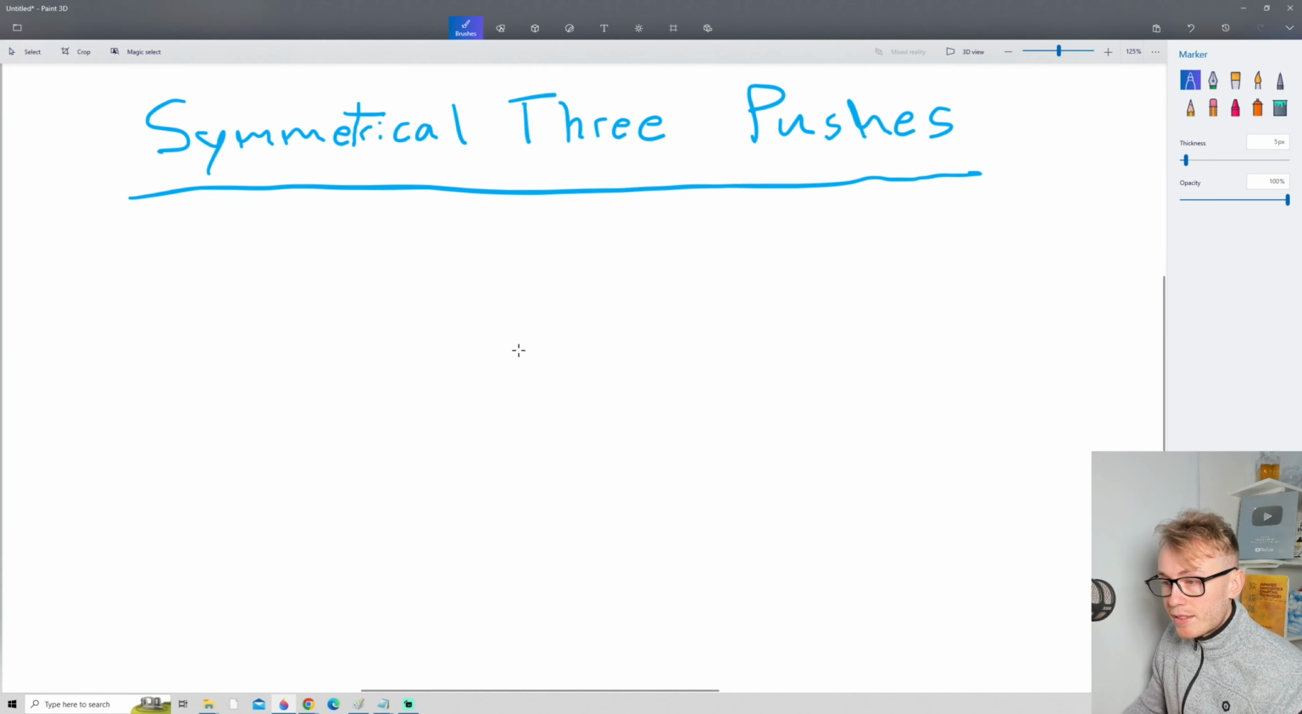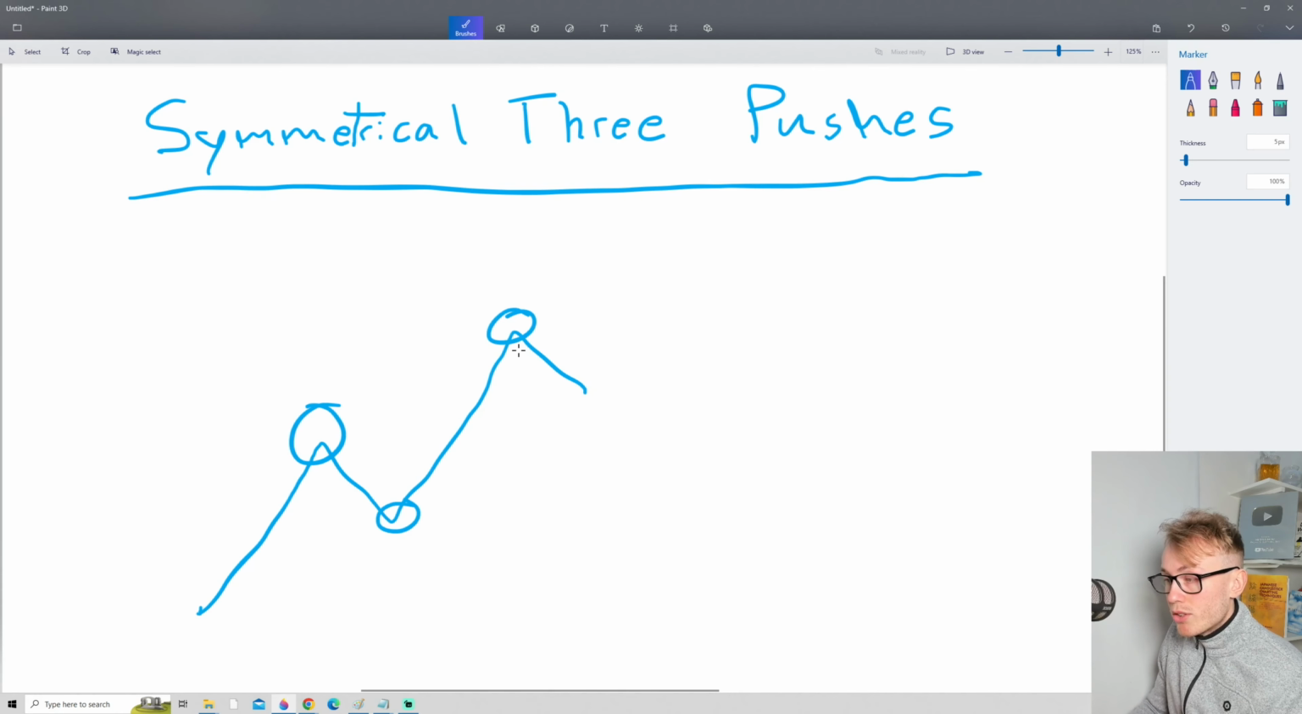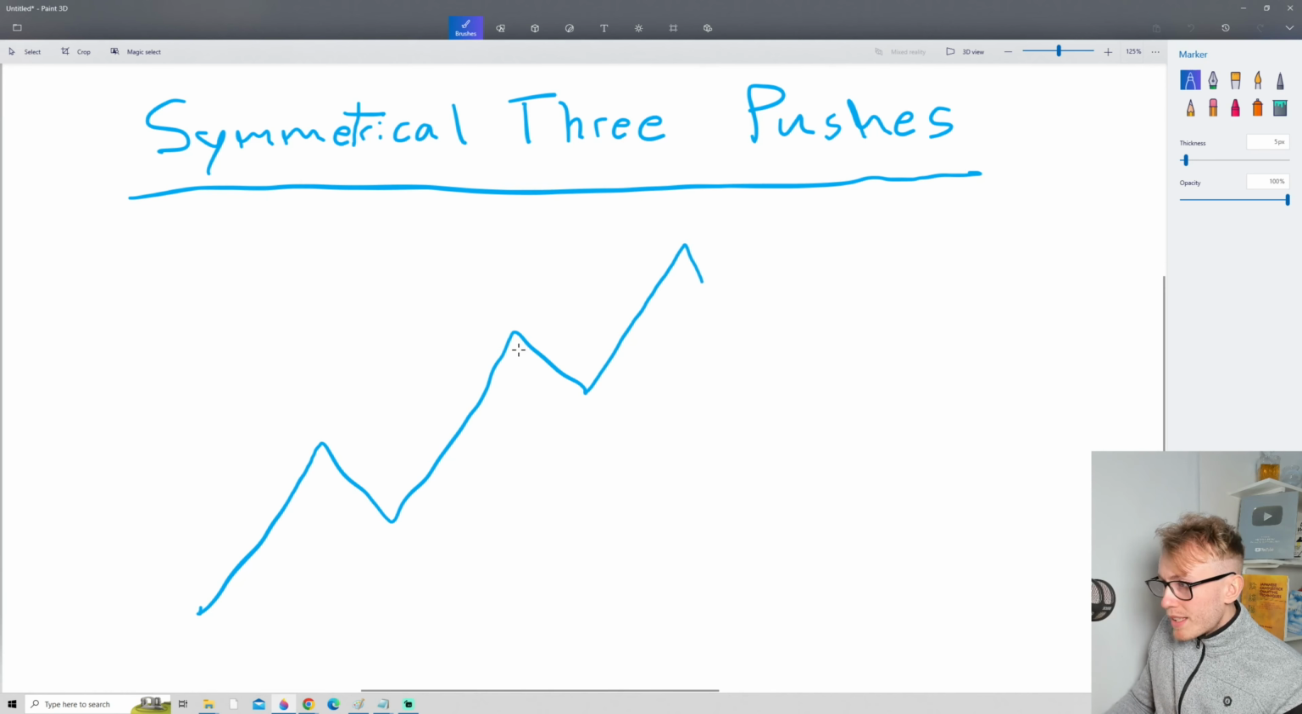But let's take a look at the uptrend example. So let's say that we have a nice uptrend right here, consisting of, as you guys know, both higher highs, so one high, higher high, and also higher lows. The symmetrical three pushes is when we start to see the character of the uptrend change. It may look something like this.